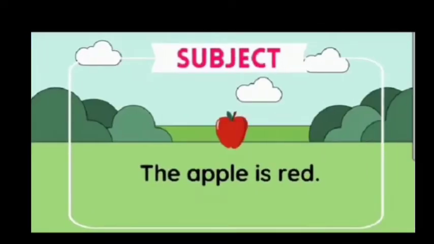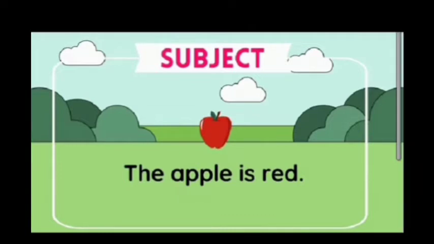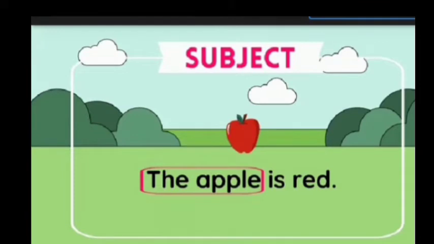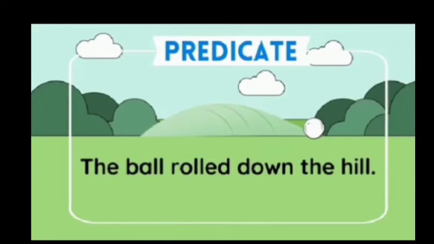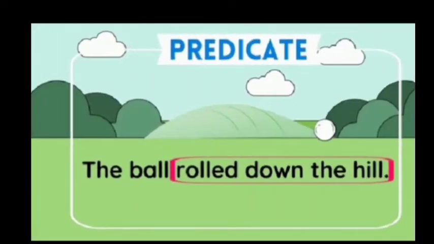Now, tell me, in this sentence, what is the subject? Correct. The apple, because this sentence is about the apple. Now, tell me what is the predicate in this sentence? Good job. Roll down the hill, because that is the telling part.